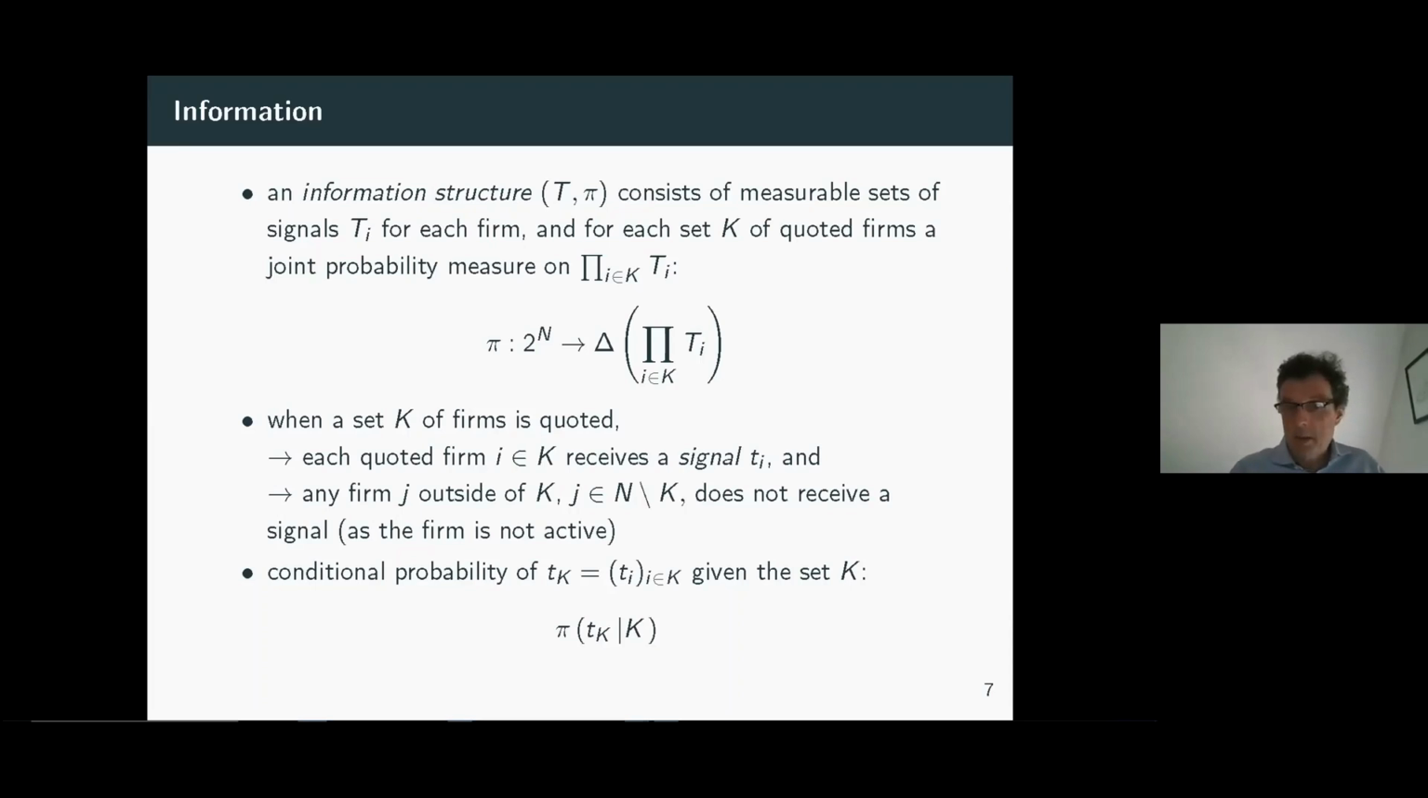And the conditional probability distribution is then simply, for every given set of firms K, some conditional probability distribution over the signals. Okay, and we're going to want to think about what predictions will prevail, that will hold across all possible information structures.